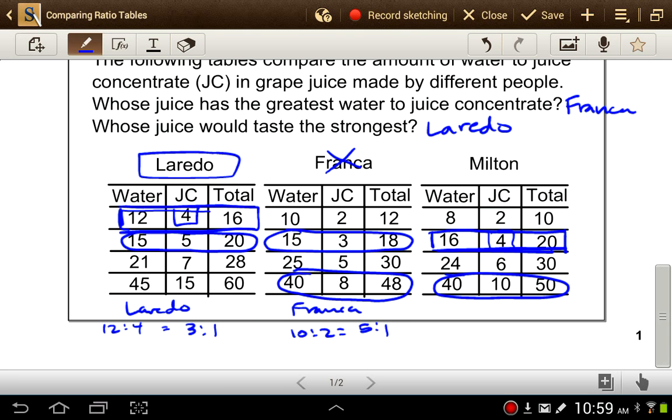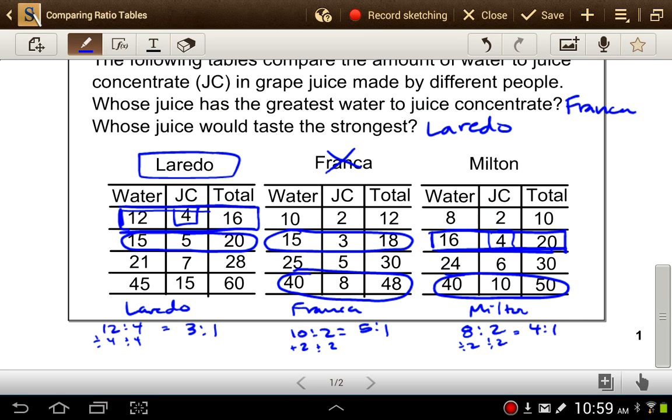I'm just getting that basically by doing 12 divided by 4, and 10 divided by 2 is 5. I'm dividing this by 4, dividing that by 4, I'm dividing this by 2, and dividing that number by 2. So I'm dividing both numbers by the same thing. Do that with Milton. He's going to be 8 to 2, so I can divide them both by 2, and I get an answer of 4 to 1.